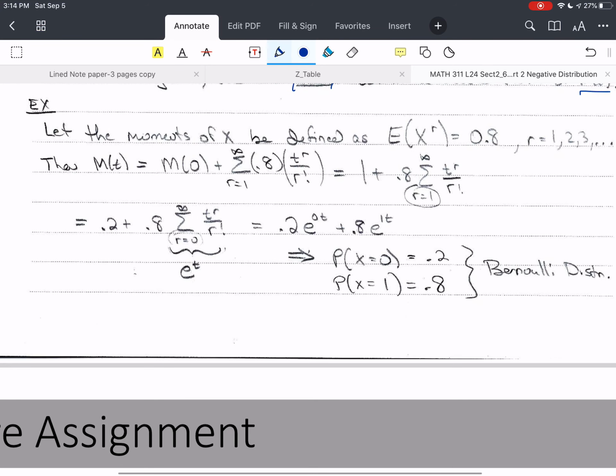We're going to let the moments of X be defined as E(X^r) is 0.8. So that means it's a constant. And that's for r equals 1, 2, 3, etc. All right. And we can then write M(t), and I guess I should write r as 0 as well. All right. So we can write this as M(0) plus the sum from r equals 1 to infinity. Notice that 0.8 is our moment here. And then t to the r over 0.8.